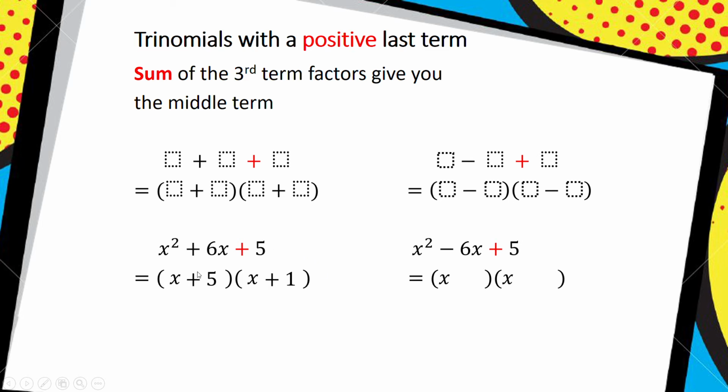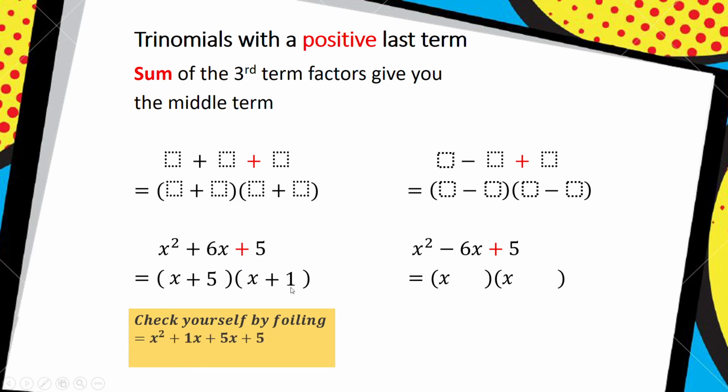If you are not sure if you got the right brackets, you can always check yourself. If you want to check yourself, you can FOIL it out. So x times x gives me x squared. X times 1 gives me 1x. 5 times x gives me 5x. 5 times 1 gives me 5.